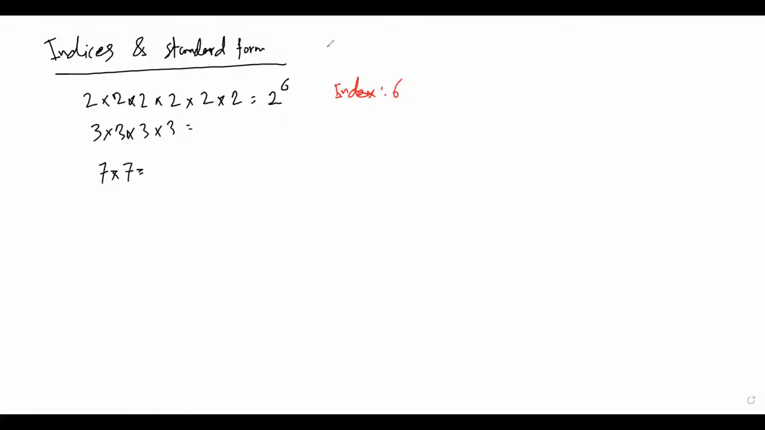So in example 2, we have 3 raised to the power of 4, and lastly 7 to the power of 2. So the index respectively would be 4 and 2 for the last example. And the plural for index is indices.